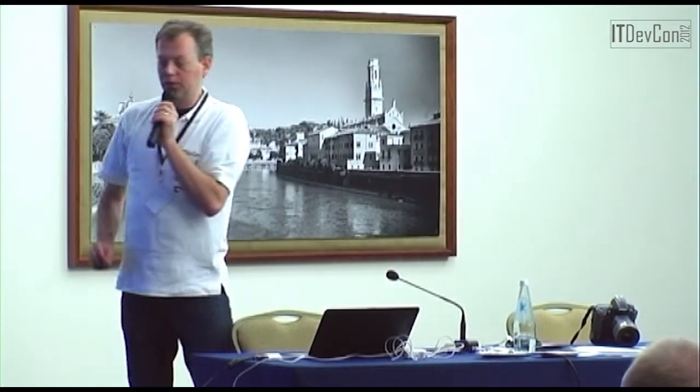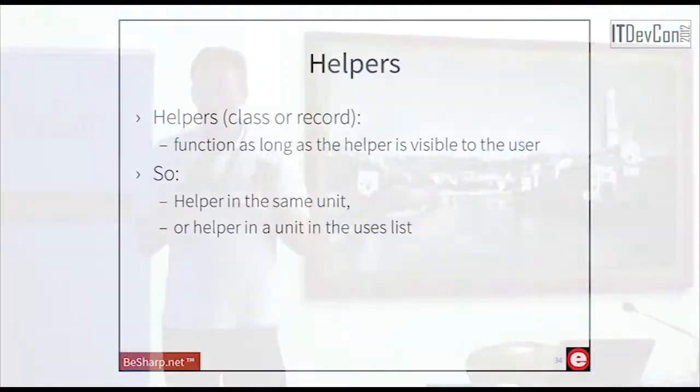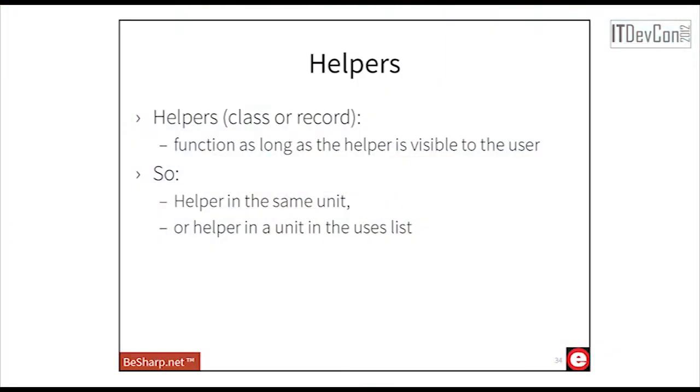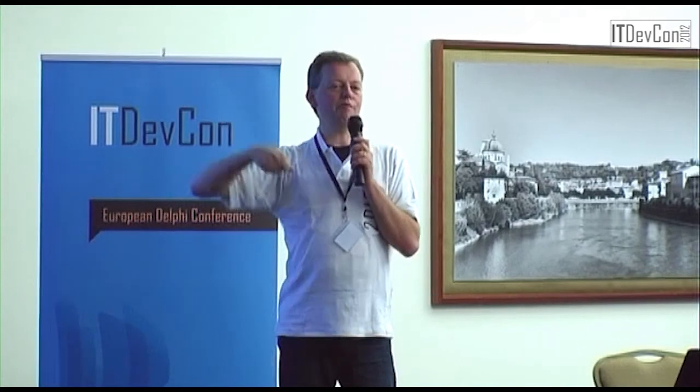The thing with helpers is that you can use them as long as the helper is visible in the context. And that's why the string helper is in the SysUtils unit, because the SysUtils unit is in almost every uses list. So if the original data type is in the uses list, but the string helper is not, you cannot use the helpers.